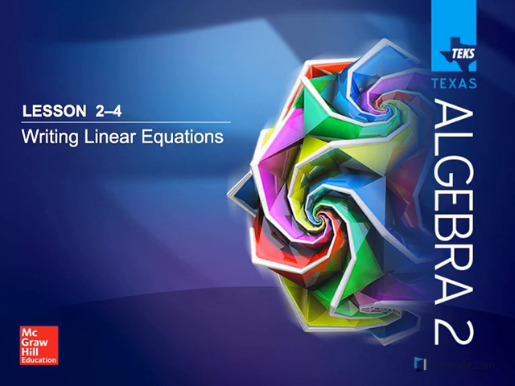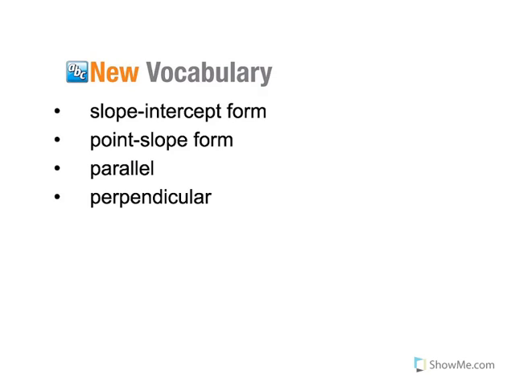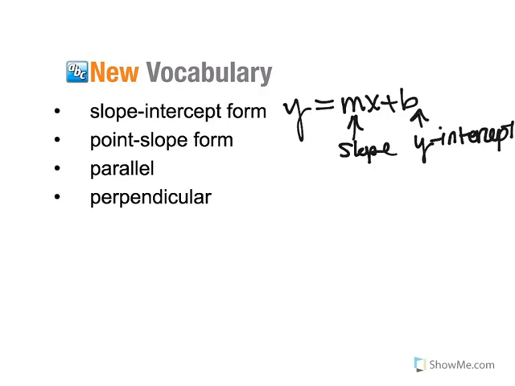Welcome to the tutorial over 2-4 writing linear equations. For your vocabulary, you're going to have slope-intercept form, and that's in the form of y equals mx plus b, where m represents your slope and b represents your y-intercept. Point slope form is y minus y1 is equal to m times x minus x1.